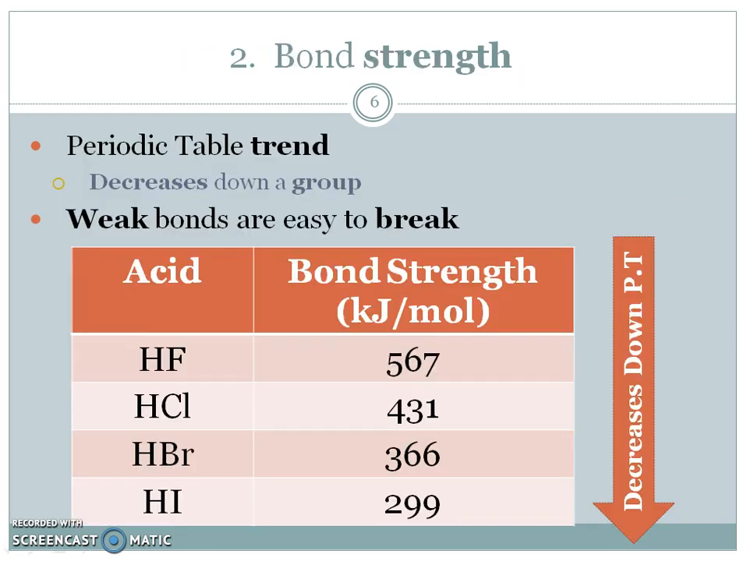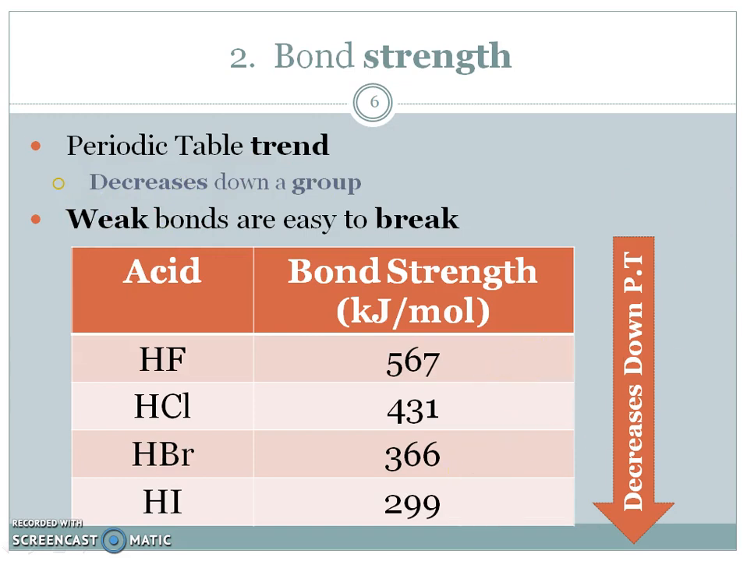So how about our bond strength? Well, thank goodness we have this periodic table, because that periodic table gives us lots of trends, and it's very helpful to understand these trends. So the bond strength of acids are going to decrease going down the periodic table. Of course, the weaker bonds are going to be easier to break.